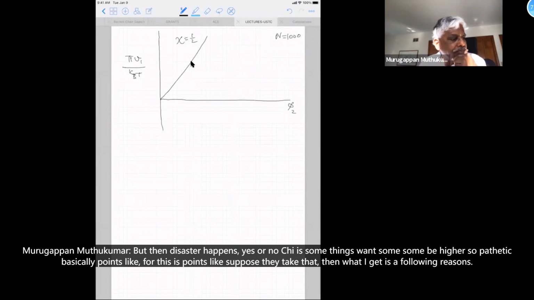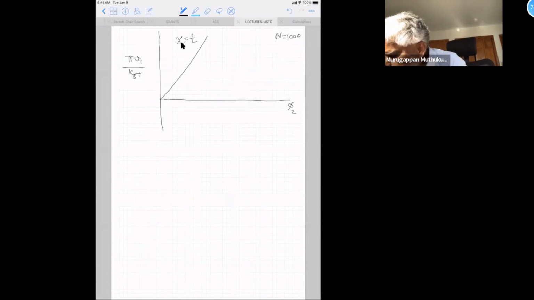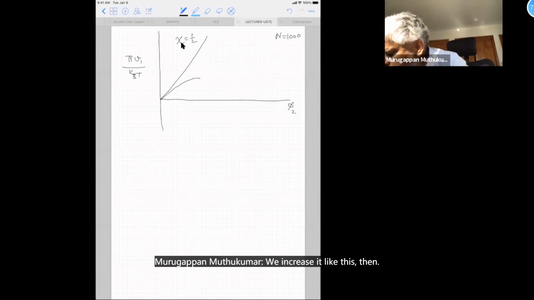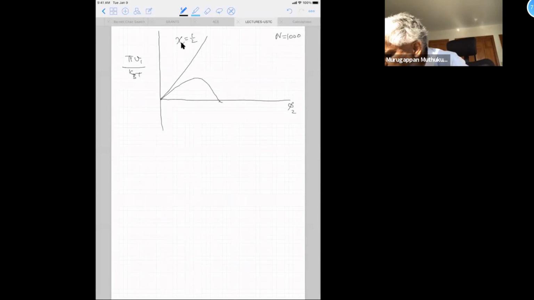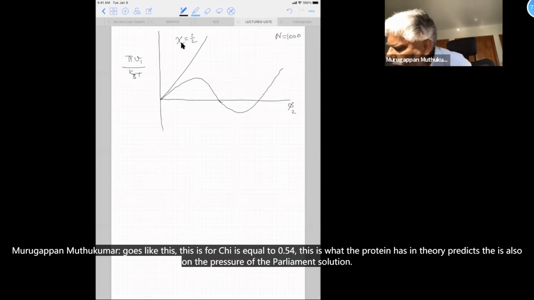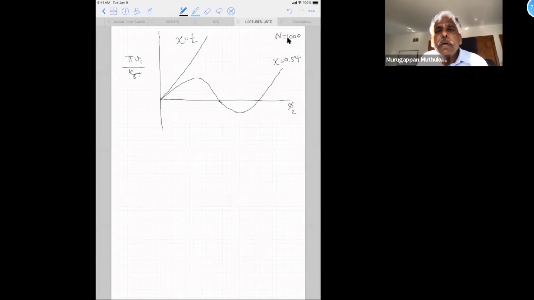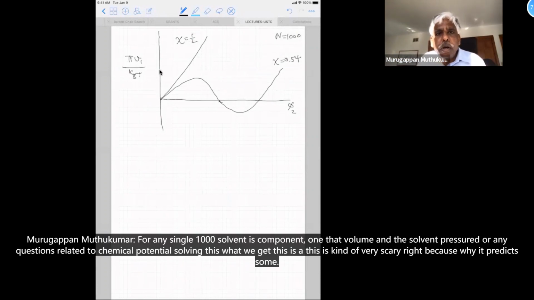Suppose I take chi is equal to 0.54. This is 0.5. Suppose I take that, then what I get is the following result. It increases like this, then it goes like this. This is for chi equal to 0.54. This is what the Flory-Huggins theory predicts: the osmotic pressure of a polymer solution for n equal to 1,000. Solvent is component 1, that's the volume of the solvent. Osmotic pressure is related to the chemical potential of the solvent. This is what we get.